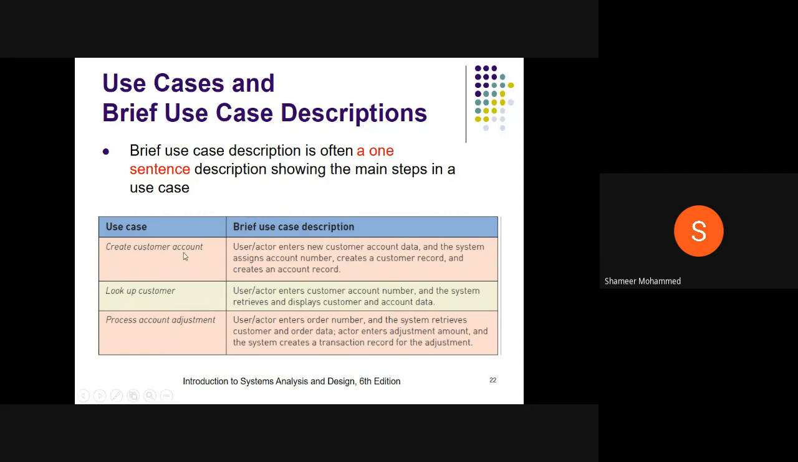These are the process functions for this use case. Create customer account. Look up customer means search customer. So this is the process. You type your number, then the system will check. It will retrieve the data and display the customer data and your account data on the screen. Like that, process the account. So each use case description you have to write like this.